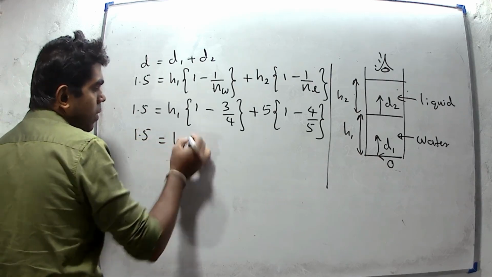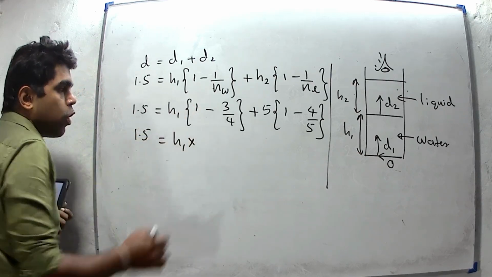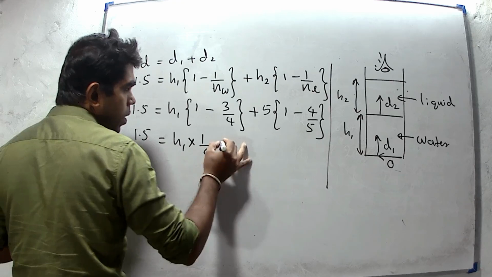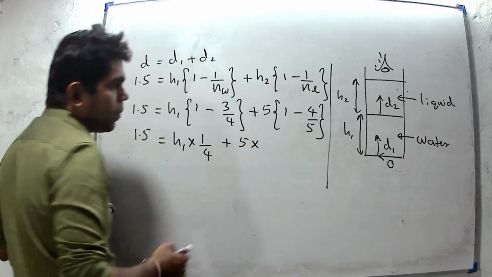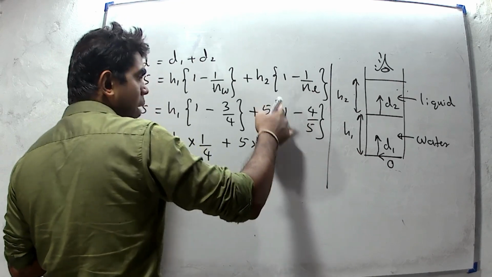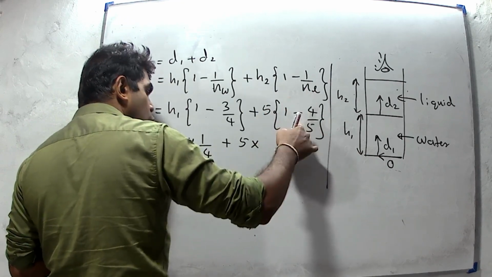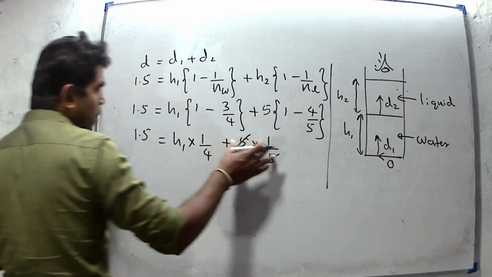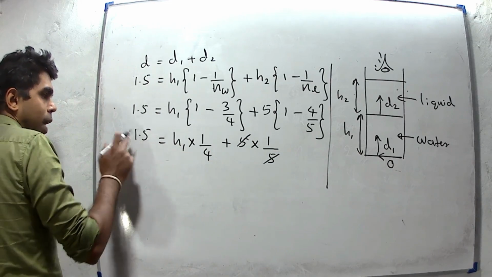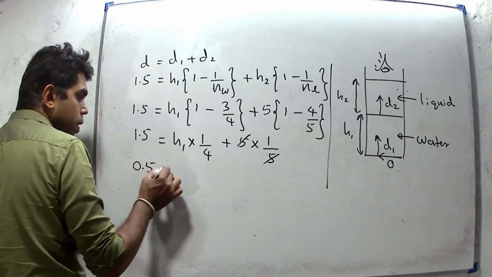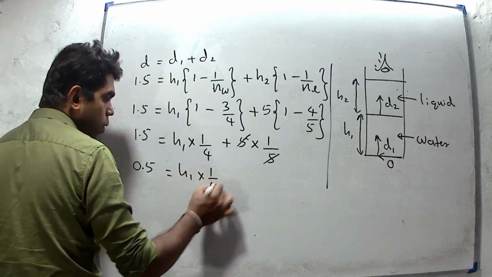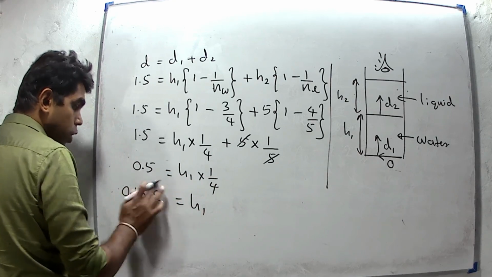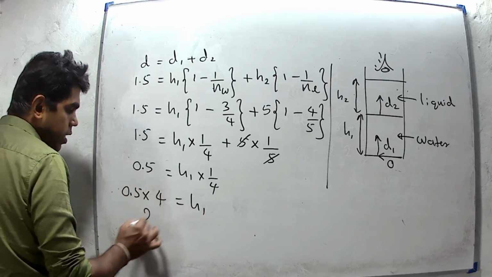1.5 equals H1 multiplied by 1 minus 3/4 means 4/4 minus 3/4, 1/4, plus 5 multiplied by 1 minus 4/5. 1 means 5/5 minus 4/5. Then 1/5. We can cancel out 5. Then bring plus 1 to this side. We have to subtract 1. 1.5 minus 1, 0.5 equals H1 into 1/4. Then we can find the value of H1, 0.5 into 2, 5 into 4. Then answer is 2 centimeters.